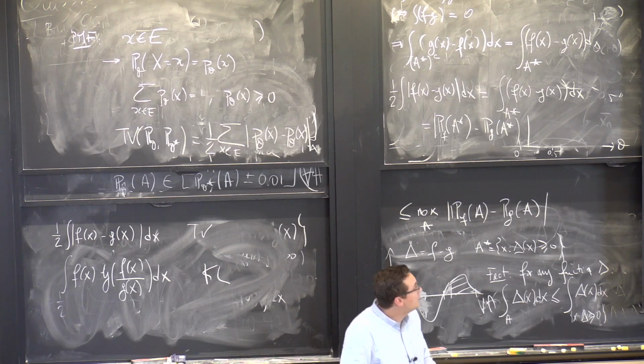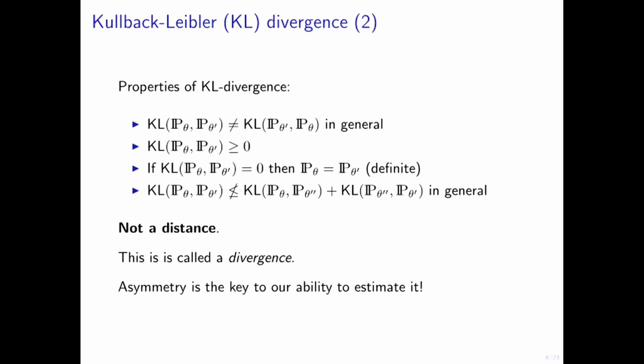OK, so what are the properties? The KL divergence between p theta and p theta prime is different from the KL divergence between p theta prime and p theta in general. Of course, in general, because if theta is equal to theta prime, then this certainly is true. OK, so there's cases when it's not true.